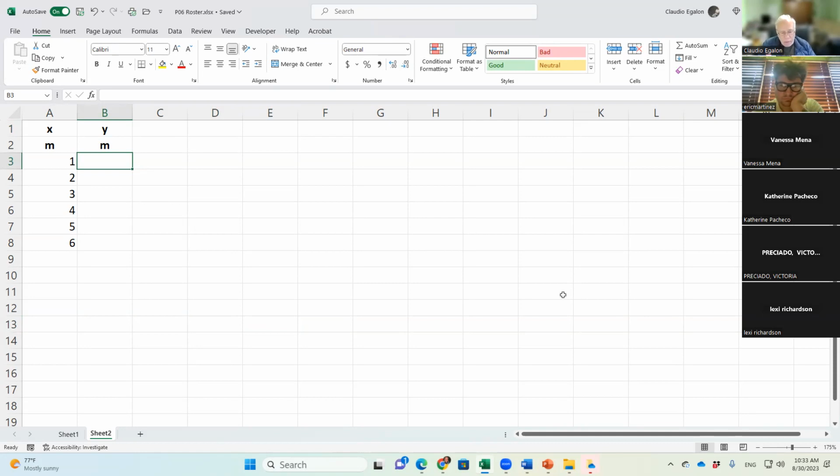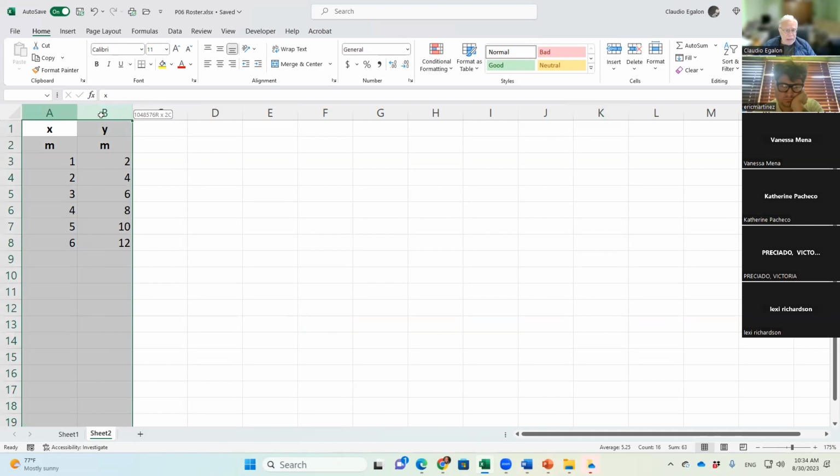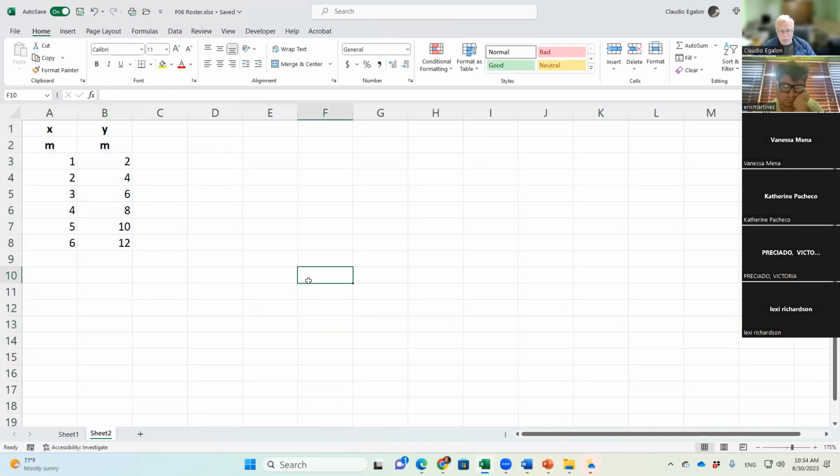Suppose that you got these numbers in an experiment: 2, 4, 6, 8, 10, 12. Remember, I'm just teaching you how to plot graphs with Excel. I'm not concerned with how I got this data. Just looking at this data, what do you think the graph is going to be? Is it going to be a parabola? A sine function? Just by looking at this data.